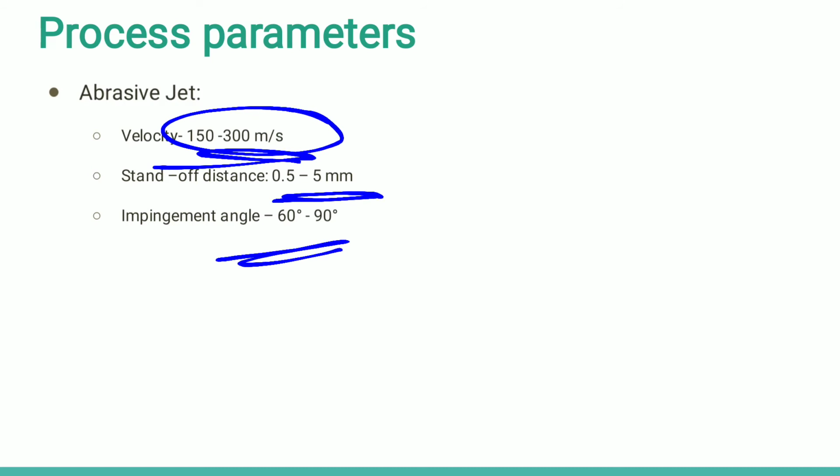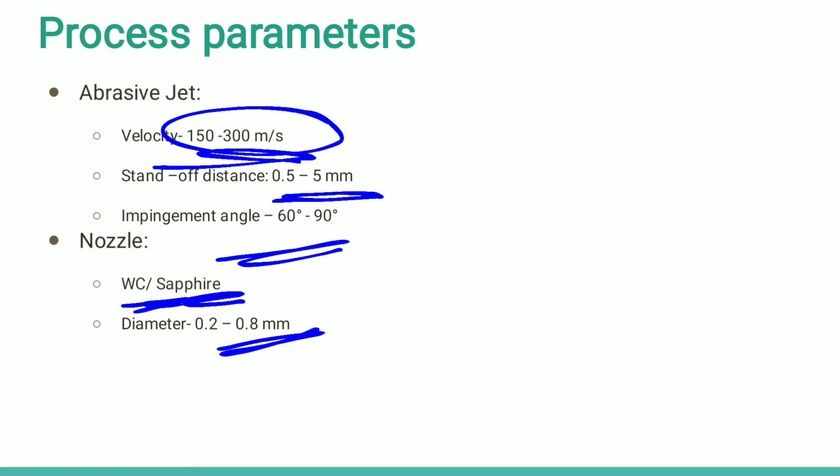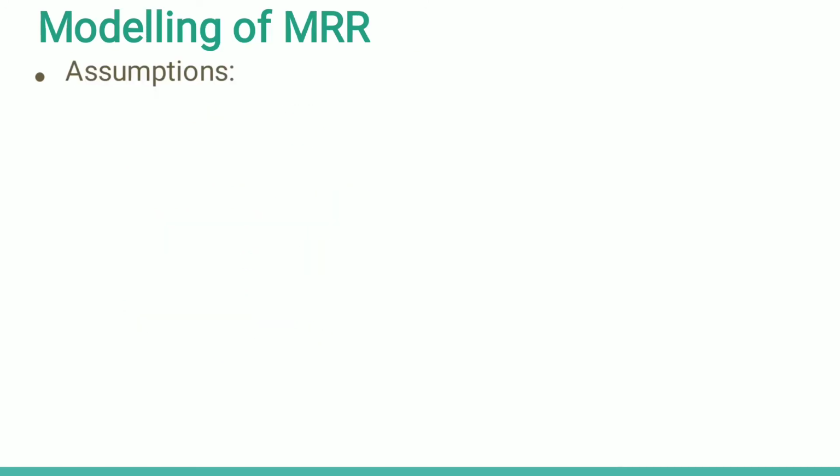Next is the nozzle material. Because the abrasive particles are moving inside the nozzle at very high velocity, they will collide inside the nozzle as well. So we have to make this nozzle from a very strong material, and we are using tungsten carbide or sapphire. The diameter of that nozzle is 0.2 to 0.8 mm. Please keep that in mind.